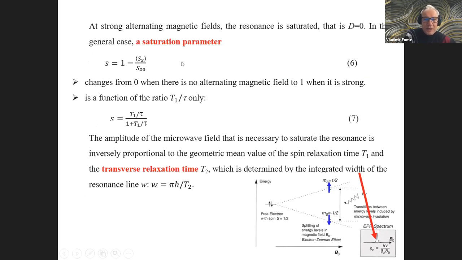And in the general case, we can introduce a saturation parameter, which will be important in what follows, which is related to the spin magnetization at a given alternating magnetic field to that with no alternating magnetic field. And this saturation parameter, remarkably, is a function of the ratio of the spin relaxation time and thermal relaxation time only. The amplitude of the microwave field is inversely proportional to the mean value of spin relaxation time and transverse relaxation time, and it can be controlled very well.